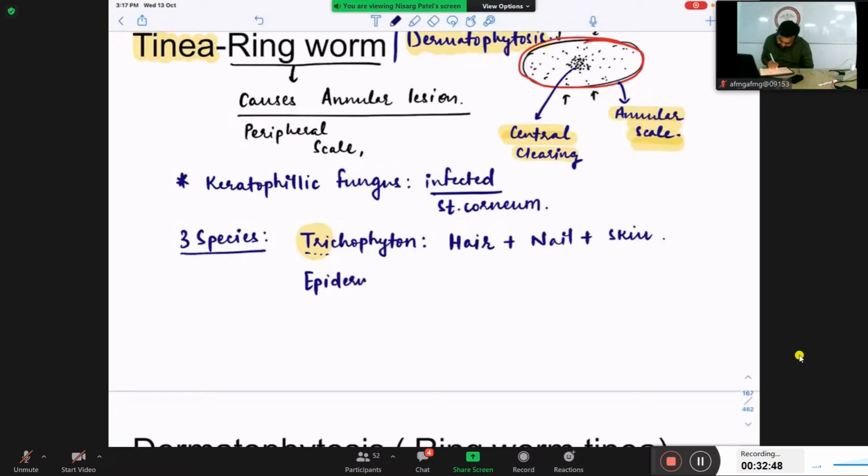The second fungus is Epidermophyton. The letter E is near the letter H, right? So see this, hair is not involved in the infection caused by Epidermophyton. How will you remember? H and E are near, so hair is not involved. But which structures are infected with Epidermophyton? It is the nail and the skin.